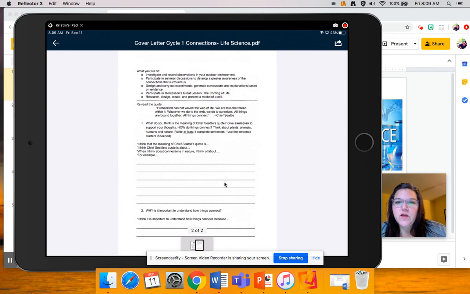Question 1 is to write 4 complete sentences. And we are going to be looking at this now that it's 7th and 8th grade. We kind of want to see where we're at with writing paragraphs, complete paragraphs, and putting your thoughts down about the quote that you'll read. And then number 2, why is it important to understand how things connect, right? Why do we really look at all those connections around us?